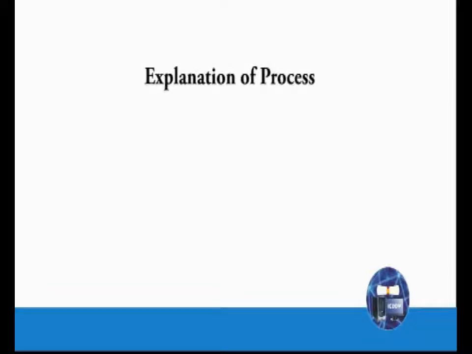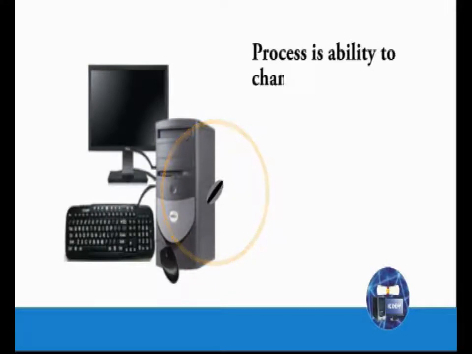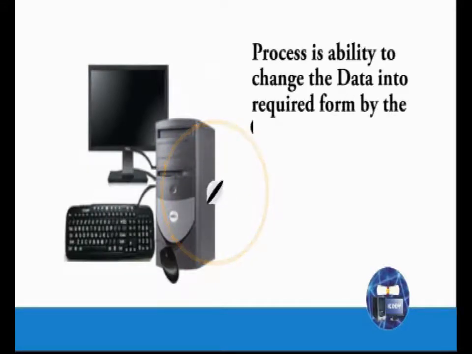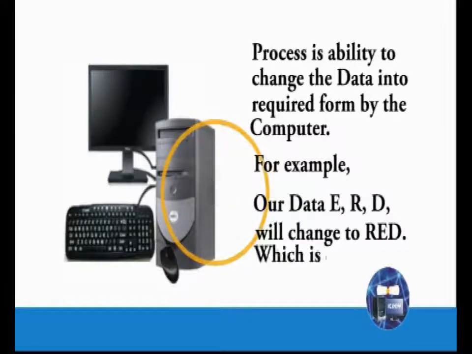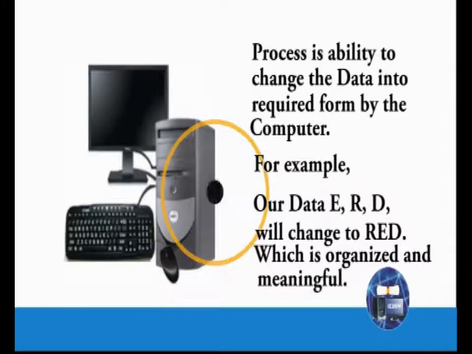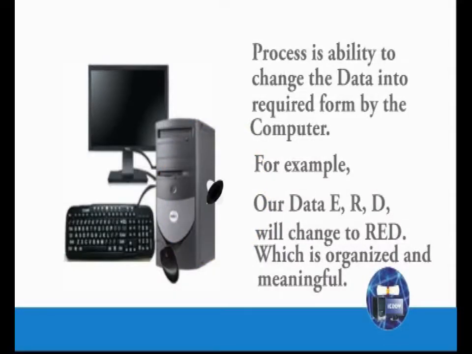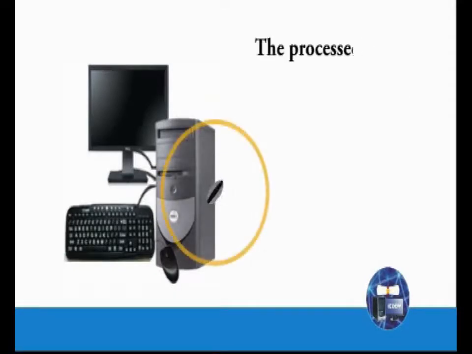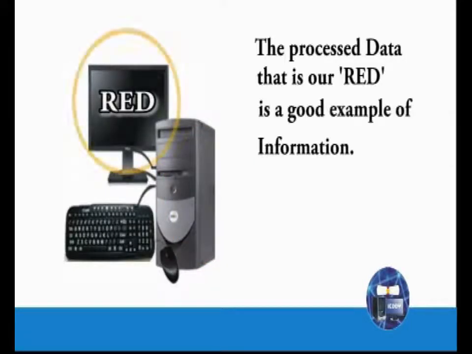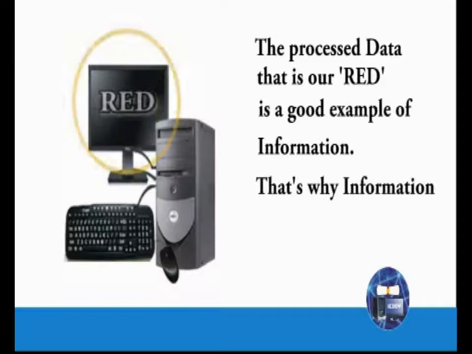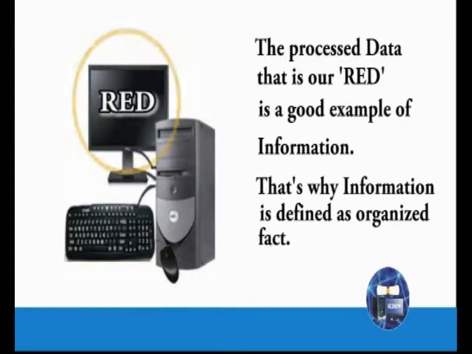Explanation of process. Process is ability to change the data into required form by the computer. For example, our data E, R, D will change to red, which is meaningful and organized name of color. The processed data, that is our red, is a good example of information. That's why information is defined as organized fact.